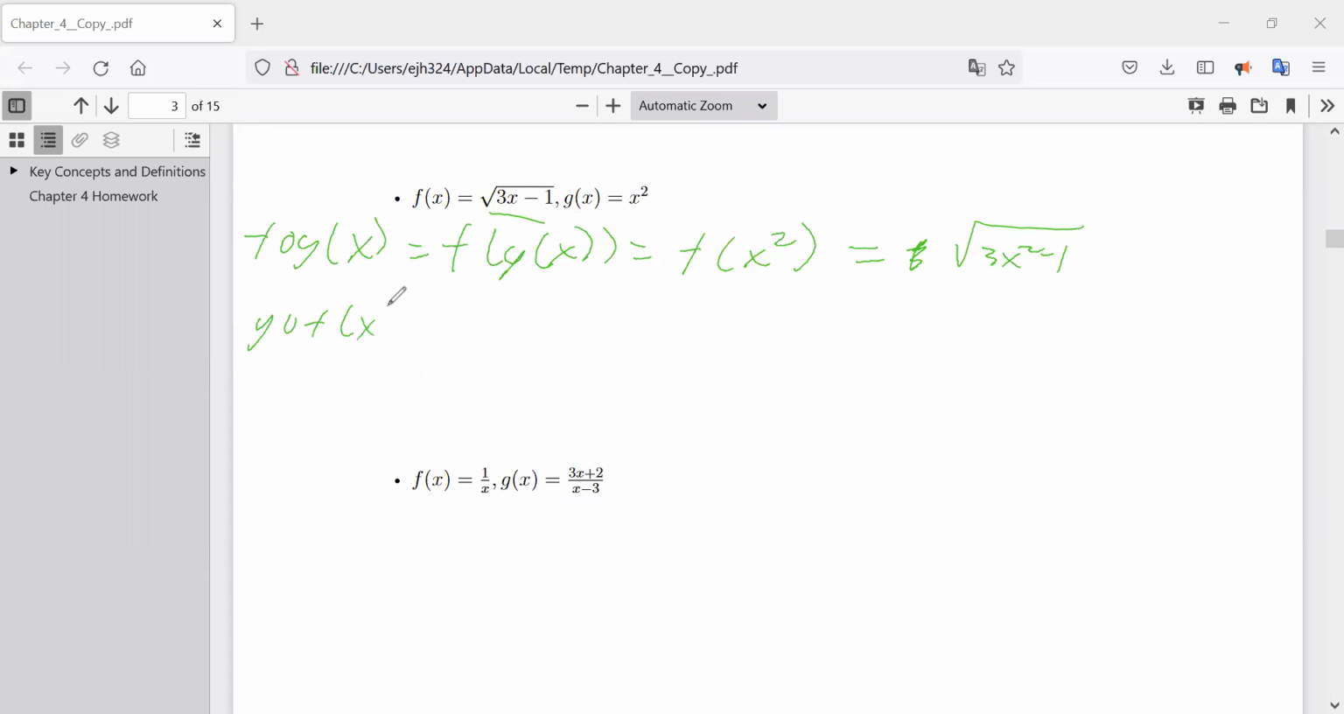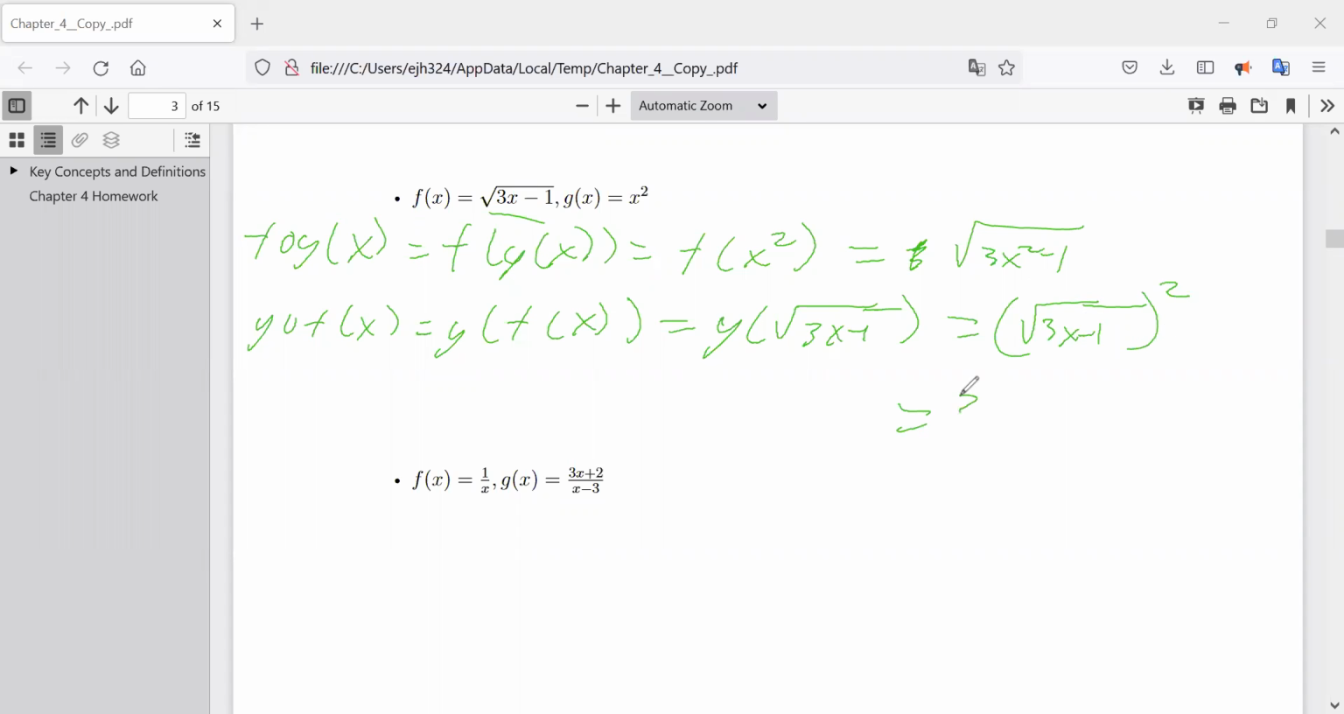g of f, or g composed of f, is going to be equal to g of f of x, which is equal to g of the square root of 3x minus 1. So that'll be equal to, or sorry, the square root of 3x minus 1, squared. So it's going to be equal to 3x minus 1. Cool.